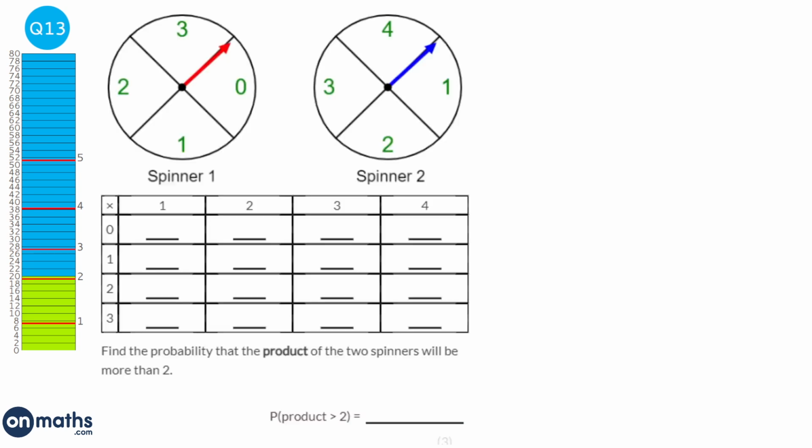So we're going to start off by filling out this table. So 0 times 1, 0 times 2, 0 times 3, 1 times those, 2 times those, and 3 times those.